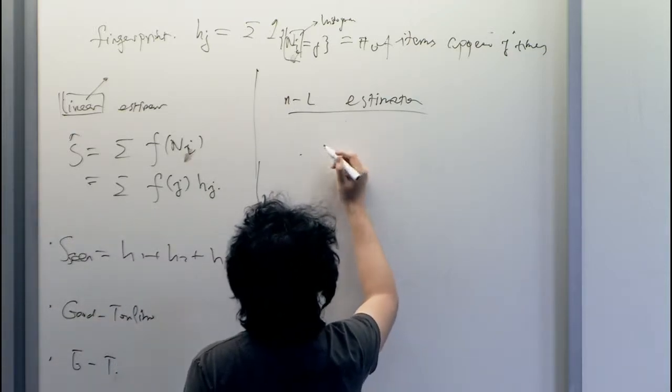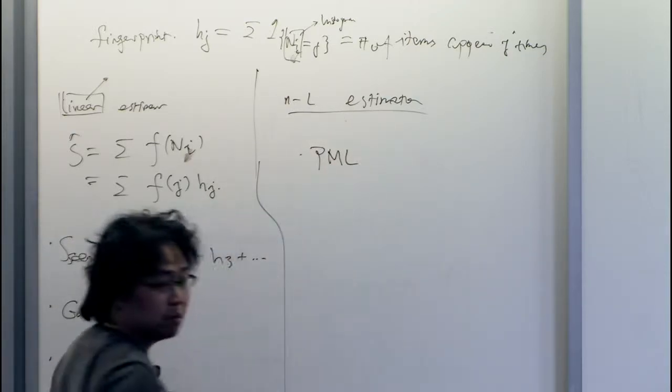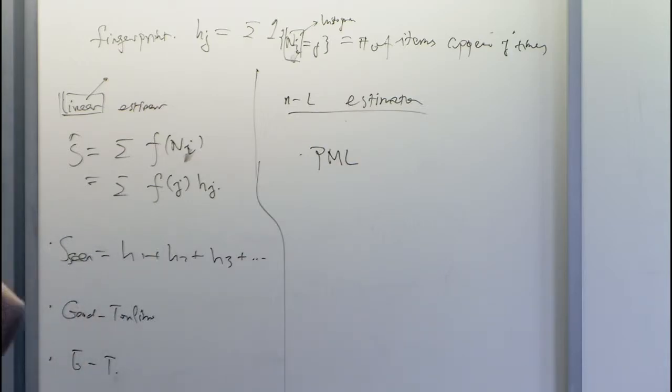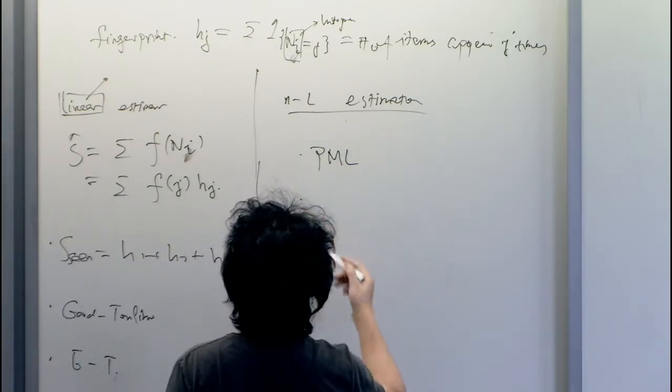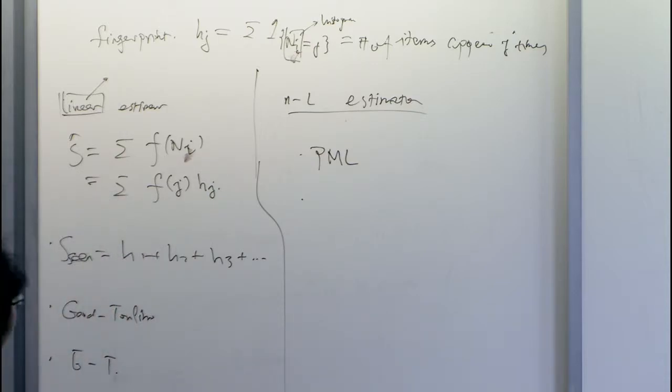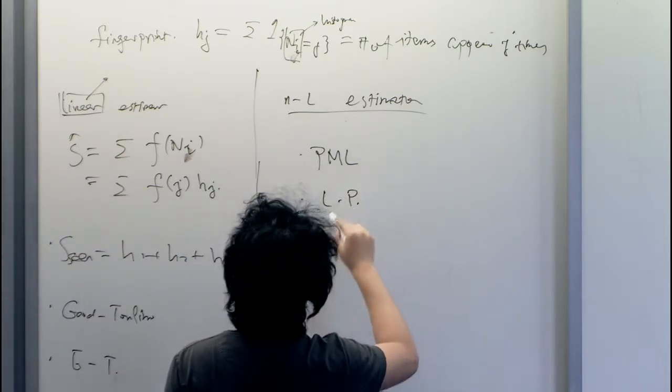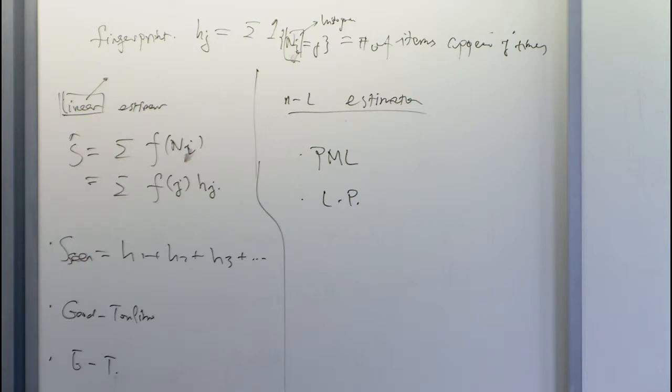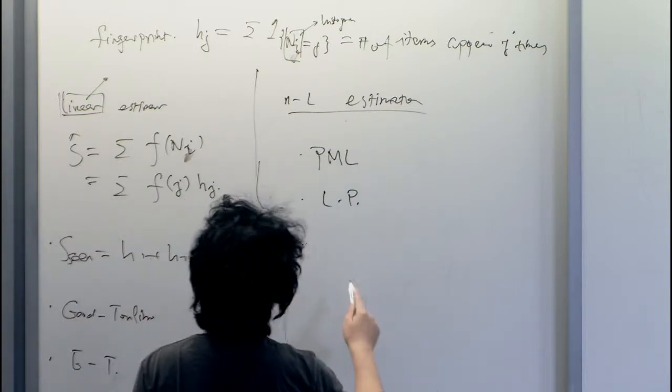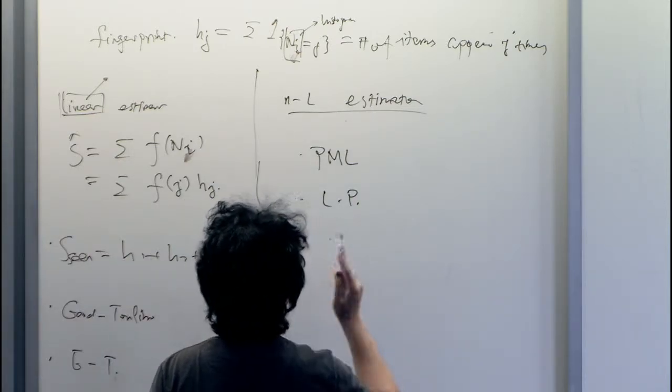There is, for example, a pattern maximum likelihood that Orlitsky et al. designed, which you can also use to estimate the support. And also there are linear programming based methods that I will not discuss. And there are also, let's say, coverage based methods.